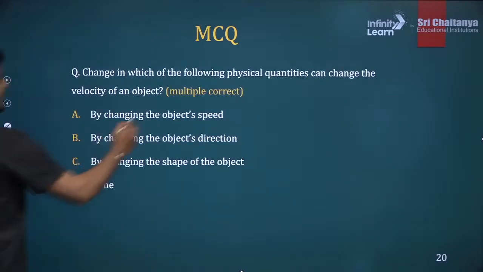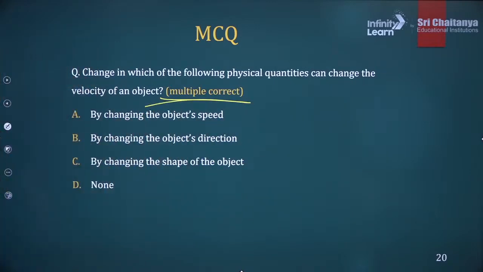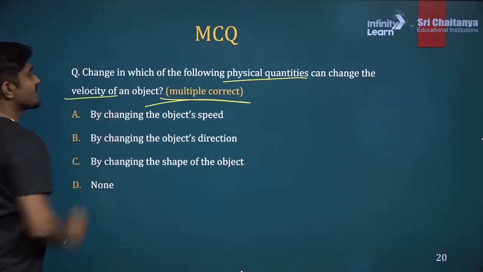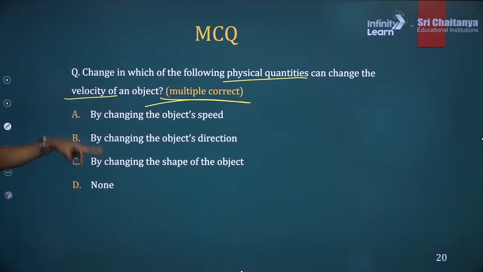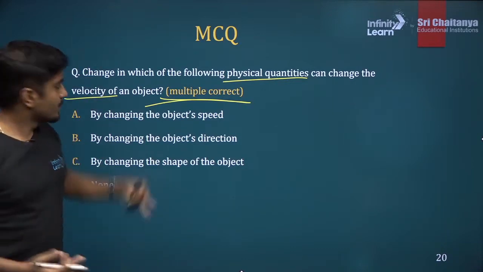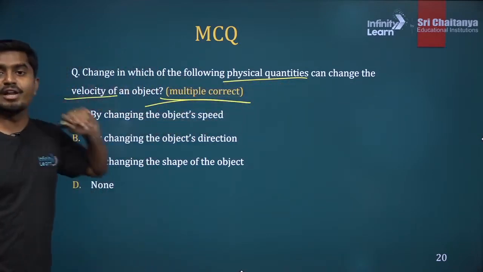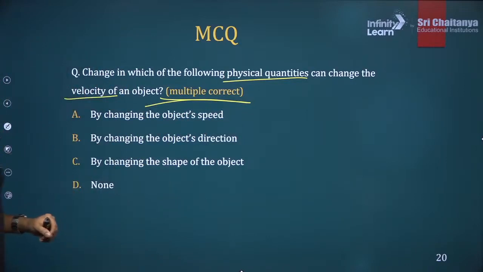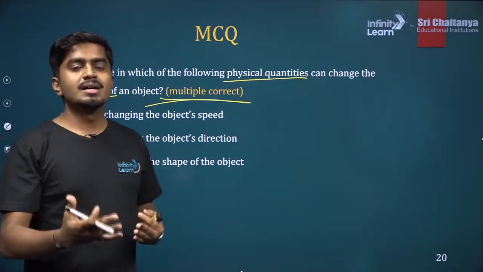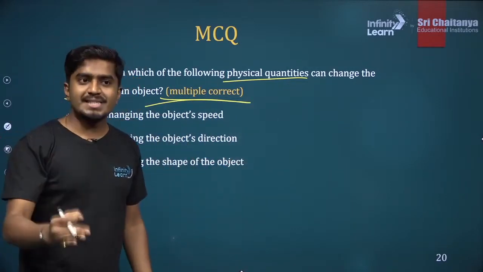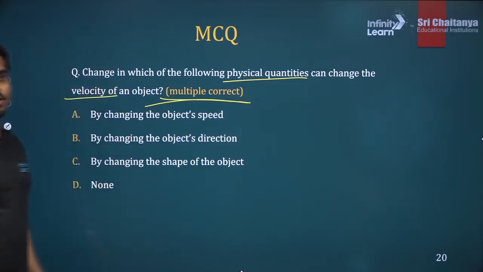Solve this. It is a multiple correct question. Choose all the correct options. A change in which of the following physical quantities can change the velocity of the object? There are these physical quantities; try to change each one of them and check if they can change the velocity. Let's understand what velocity is. Velocity is simply the speed with a specific direction. Speed with a specific direction is the velocity. Okay?